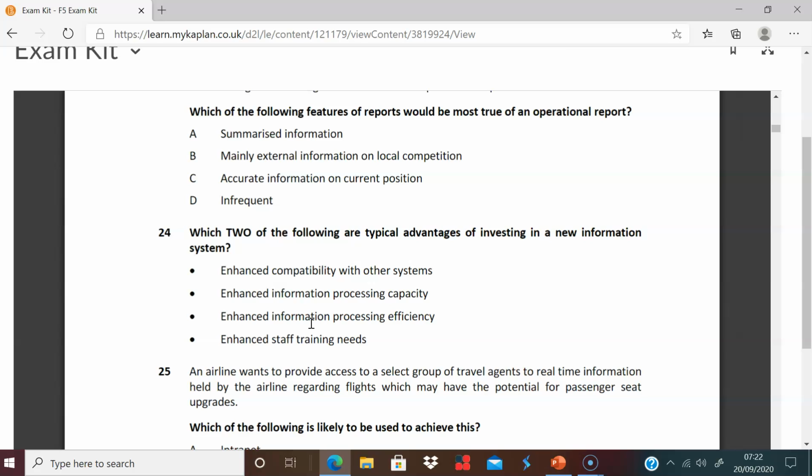So here, enhanced compatibility with other systems. Well, over time, this might become an advantage, but of course, usually in the initial instance, typically it's tricky to complement a new system with old systems, and even that is debatable, depending on who's implementing and the skill of those implementing and the complexity of the software.